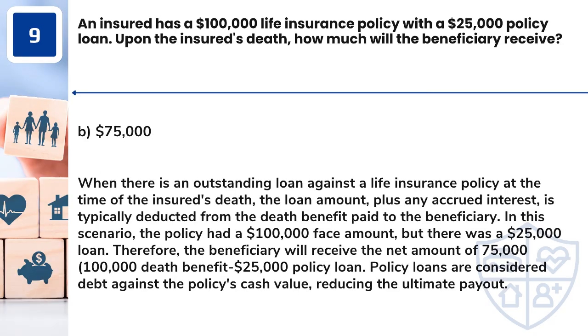Answer: B. $75,000. When there is an outstanding loan against a life insurance policy at the time of the insured's death, the loan amount, plus any accrued interest, is typically deducted from the death benefit paid to the beneficiary. In this scenario, the policy had a $100,000 face amount, but there was a $25,000 loan. Therefore, the beneficiary will receive the net amount of $75,000, the $100,000 death benefit minus the $25,000 policy loan. Policy loans are considered debt against the policy's cash value, reducing the ultimate payout.